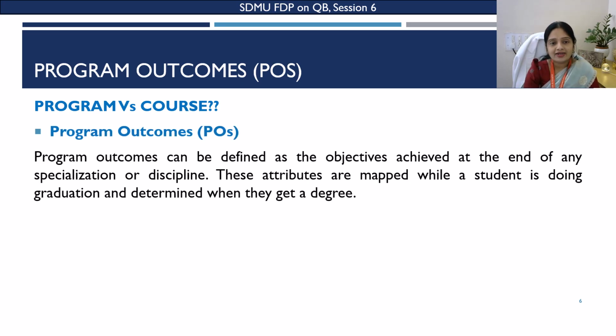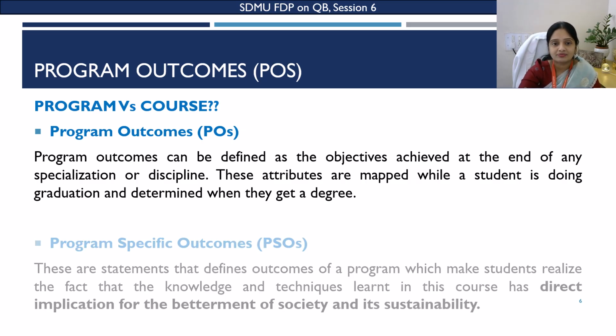Now what exactly are program outcomes? Program outcomes are defined as the objectives which should be achieved at the end of that particular specialization, that is, at the end of MBBS, what the student should know. That will be our program outcomes, which have to be achieved during their graduation, meaning during phase 1, 2, 3 MBBS, what they should learn, which should be achieved at the end of the MBBS.